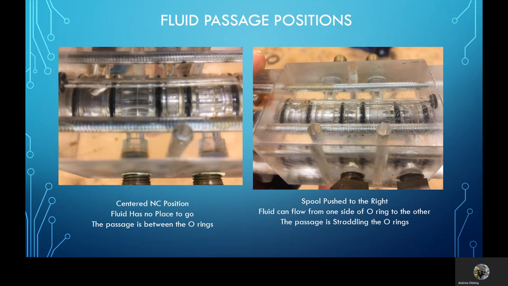If you take a look at the two pictures and you take a look at the picture on the left-hand side, you'll see that the scallops or the passages there are centered between two O-rings. So as the fluid goes in there, it's got nowhere to go. It comes up against both O-rings, and that'll hold pressure. When I move it to the right-hand side picture, which I'm pushing the spool valve in at this point, what ends up happening is those passages straddle the O-ring, allowing the fluid to go from one side of the O-ring to the other, and that permits flow.